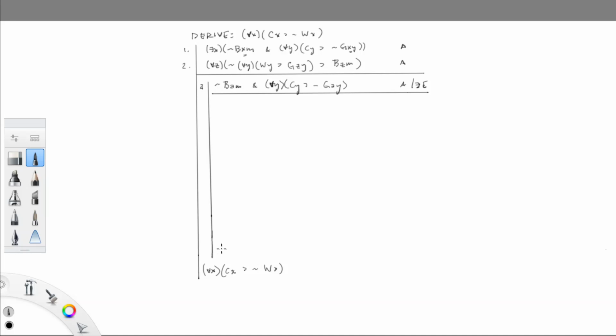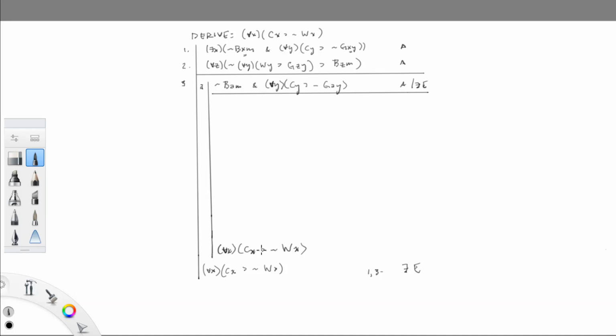And then the goal in that subderivation is going to be to get to our target sentence for all x, if Cx, then tilde Wx. Okay, so then that would give us our target sentence along the main scope line as an application of existential elimination on lines 1 and 3 through something. We'll figure it out later. Okay.